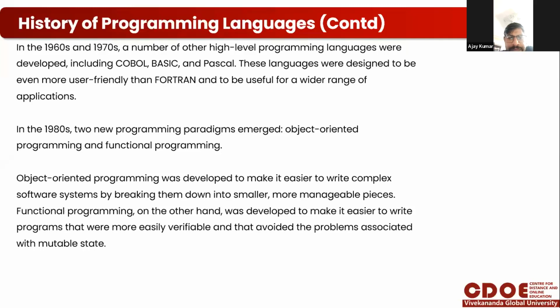In the 1960s and 1970s, a number of other high level languages appeared. High level languages mean human languages like English, where we easily understand the words, and low level languages are called machine level code. Machine level means the computer works on that code, called machine level code.